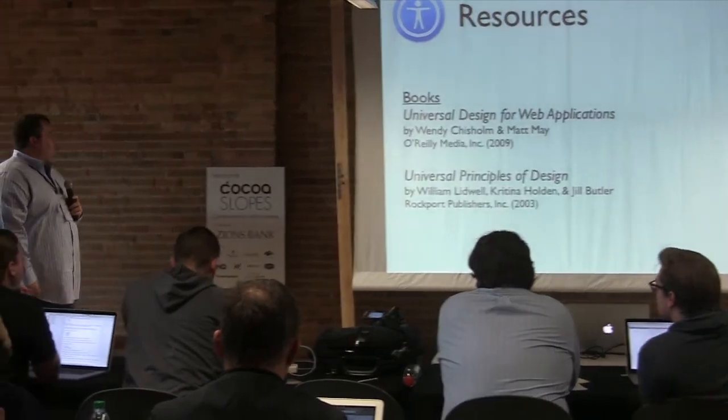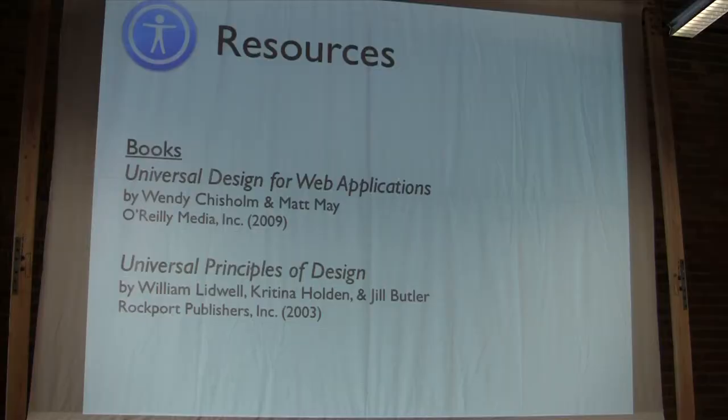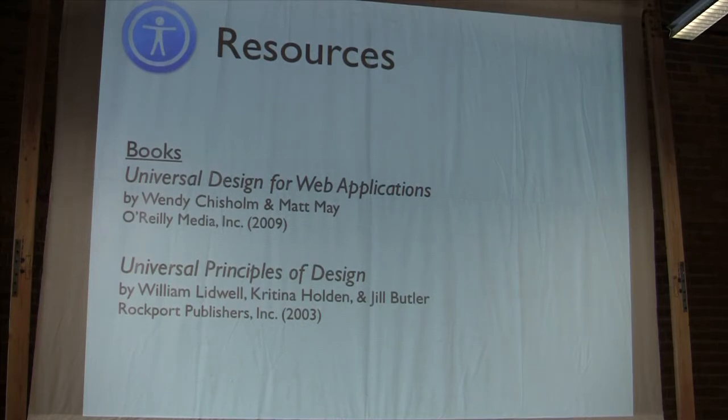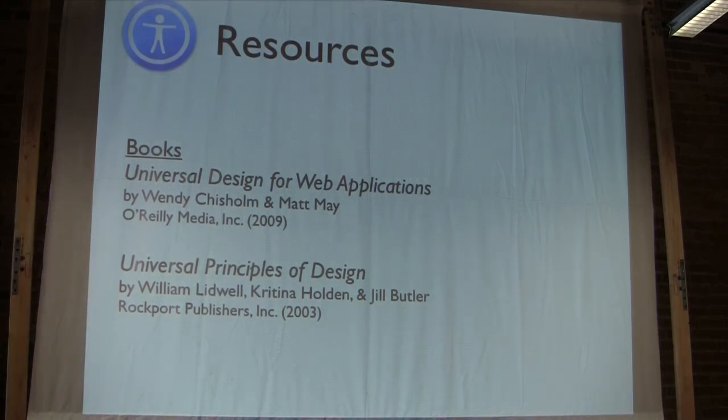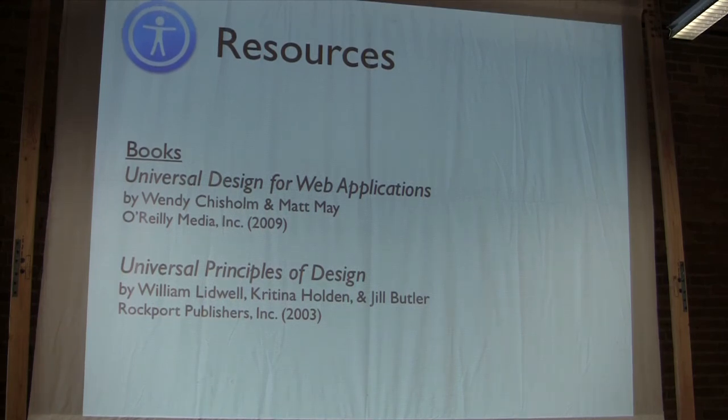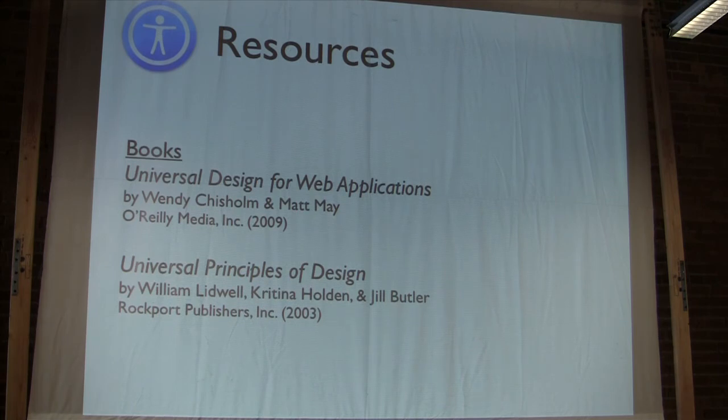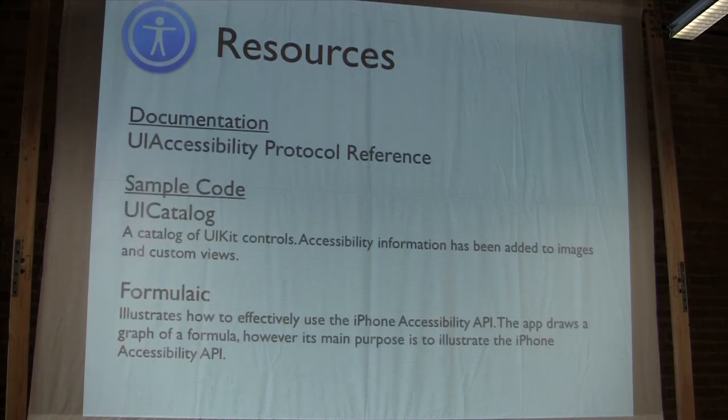I've got a few more things you might be interested in. If you're a reader, there's a couple books here you might like. This one, Universal Design for Web Applications, is primarily for coders, but it's web technologies mostly. This is a great one for the designers out there, Universal Principles of Design. It doesn't hit just accessibility, but it hits a lot of different universal design topics, which are worthwhile. There's documentation. There's some sample code, which is really cool.